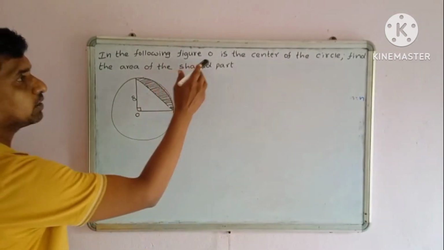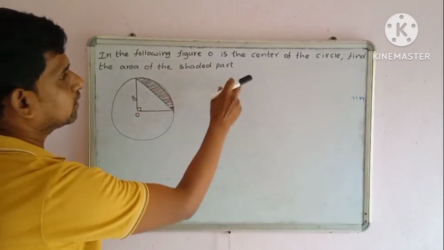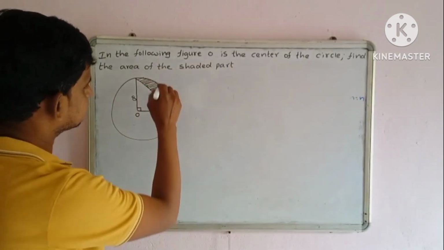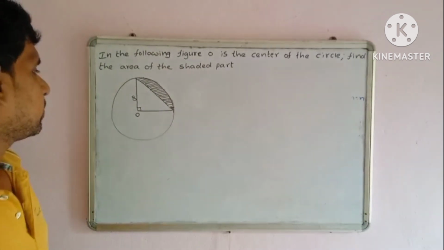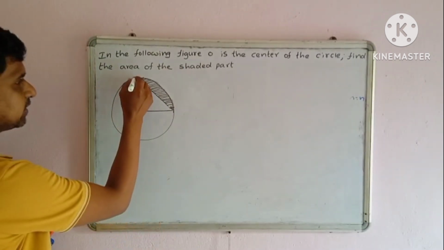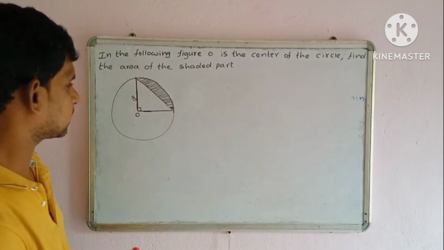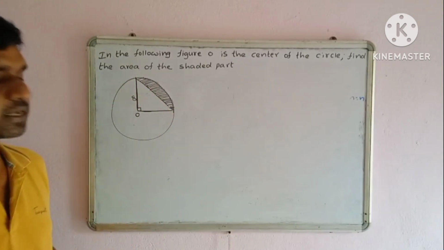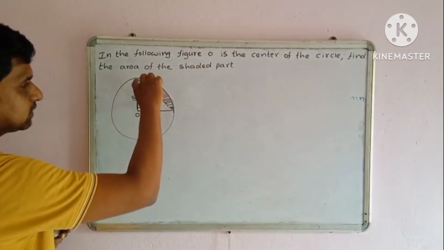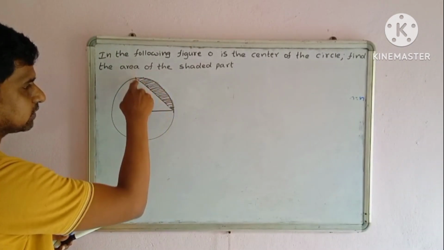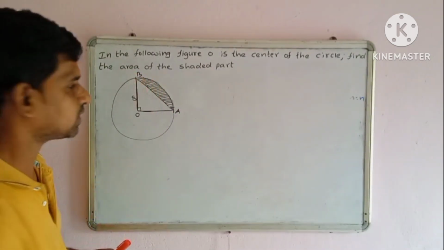In the following figure, O is the center of the circle. Find the area of the shaded region. Okay, first find the area of this part. That means the quadrant, 1/4 of the circle. So what is the area of the circle? Pi r square. So here the part is 1/4 of the circle, say it is OAB. OAB is 1/4 part of the circle.